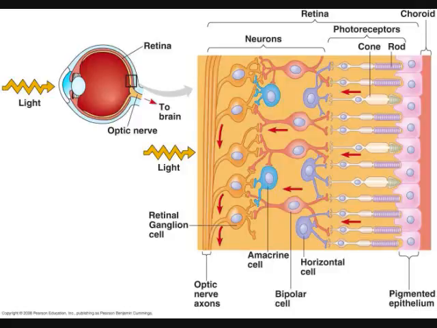Horizontal cells. Horizontal cells are neurons that run perpendicular to bipolar cells and are located where the photoreceptors synapse with the bipolar cells. Like the amacrine cells, horizontal cells can facilitate or inhibit signaling between the photoreceptors and the retinal ganglion cells.